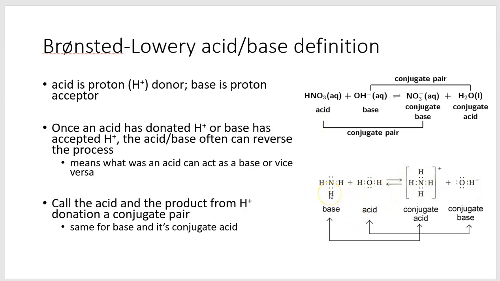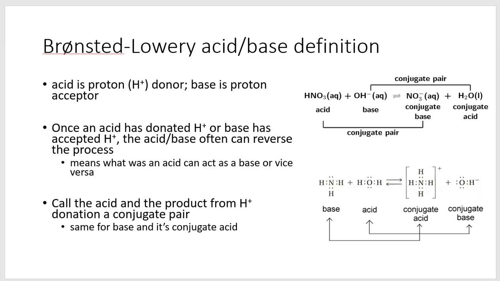Down here is another example where we have a base, ammonia, and water acts as an acid, and we can form a conjugate acid of the base. This is called ammonium, and a conjugate base, hydroxide. That's all I want to tell you, that these acid-base conjugate pairs form, or that's one way we can think about acid-base reactions.